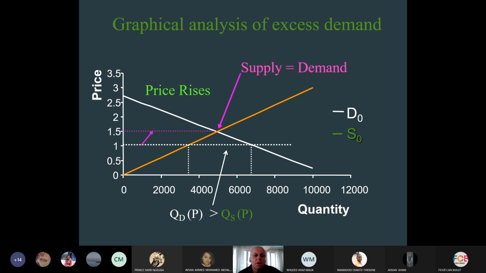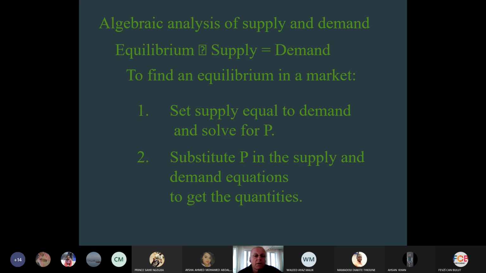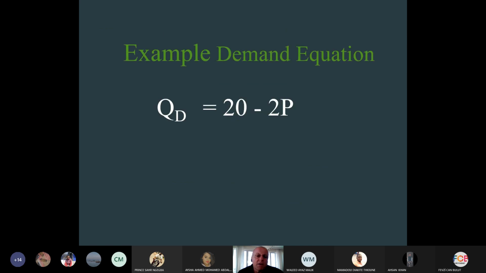Then the equilibrium is where supply is equal to demand, we said, and to find the equilibrium in the market, set supply equal to demand and solve for the price. What is the meaning of this? We have to find the equations first. Then substitute P into the supply and demand equations to get the quantities. This is how we are going to find the equilibrium price and the equilibrium quantity. We will solve it in a minute.